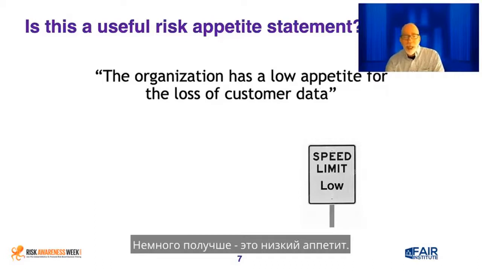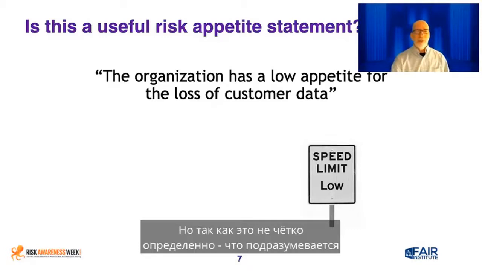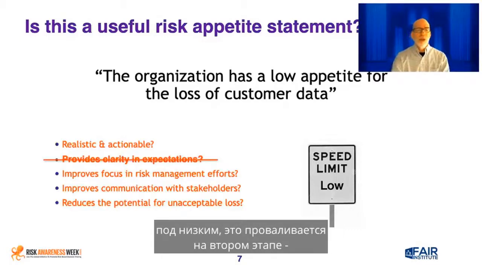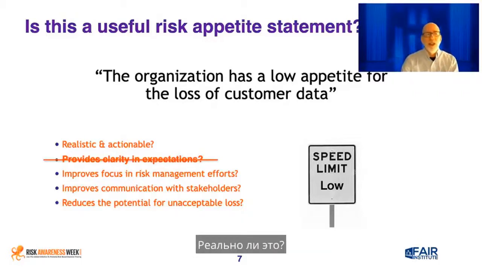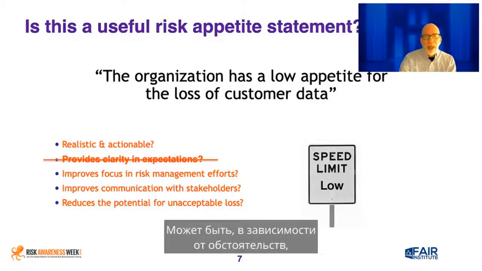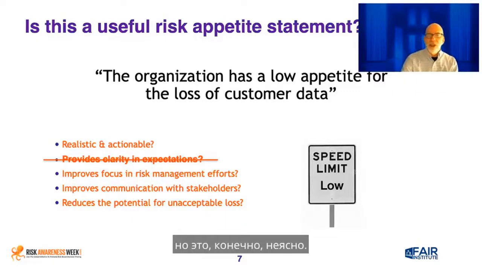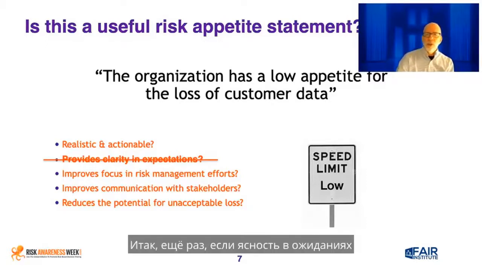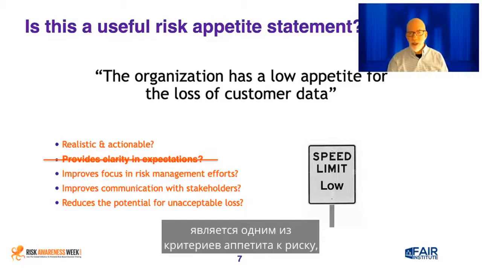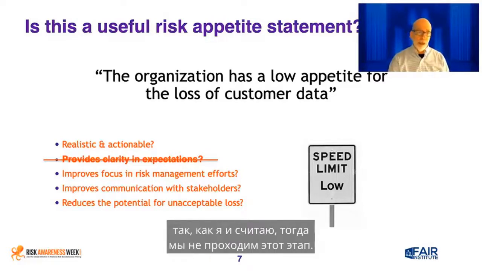Slightly better, an incremental improvement, is low appetite. Without that being really clearly defined, what we mean by low, it fails the second step. It doesn't provide clarity. Is it realistic? Arguably. Is it actionable? Maybe, depending on the circumstance, but it certainly isn't clear. So again, if clarity and expectations is one of the criteria for risk appetite, and I believe it should be, then this fails on that step.